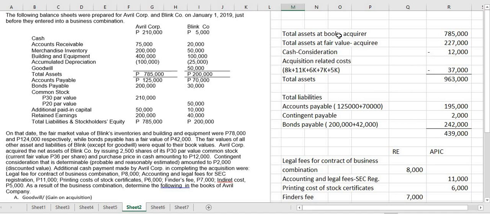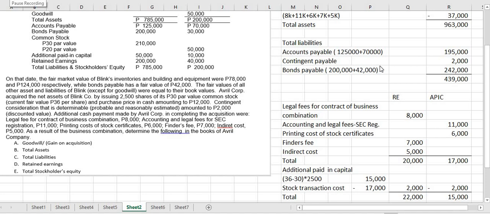Okay, so again, that's total asset at book value ni acquirer, total asset at fair value ni acquiree. Then i-deduct mo lang yung assets, no, na part sa consideration, which happens to be cash, and also the acquisition related cost, no. Kasi di ba, in this ano kasi records, di pa na consider yung business combination, no? So therefore yung cash, may deduction na 12,000 and then 37,000 na part of the acquisition related cost. So you have total assets of 963,000.